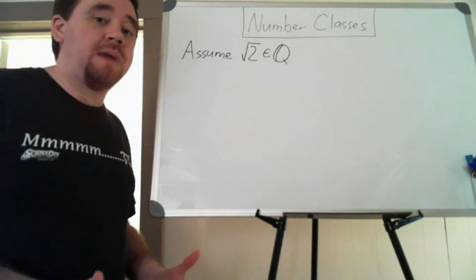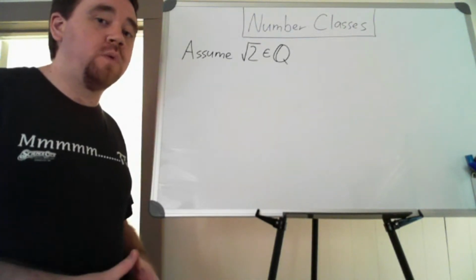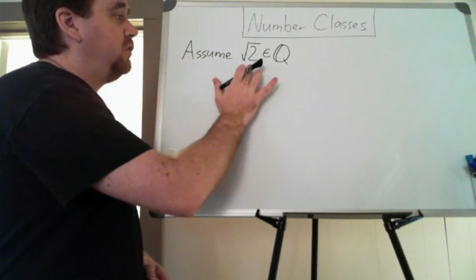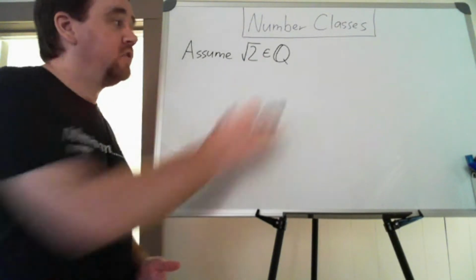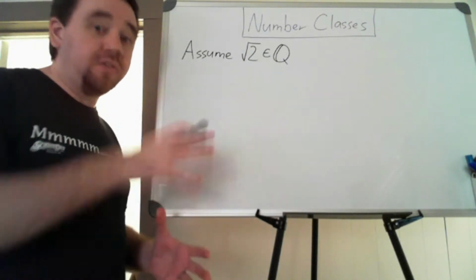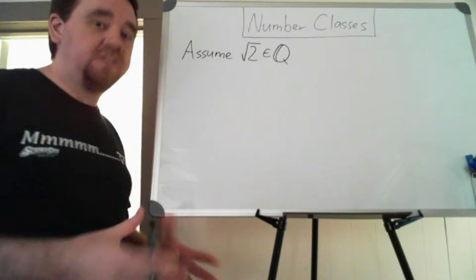We don't know anything about it right now, so we might as well go with what we know. And I'm going to assume it's rational. And that's how we write it. Assume the square root of 2 is an element of the rational numbers, or just assume it can be written as a fraction. So let's explore what that leads to and see what we can learn about the square root of 2.